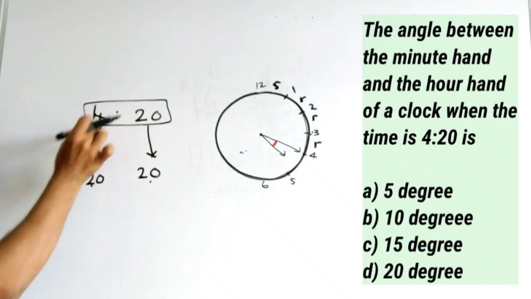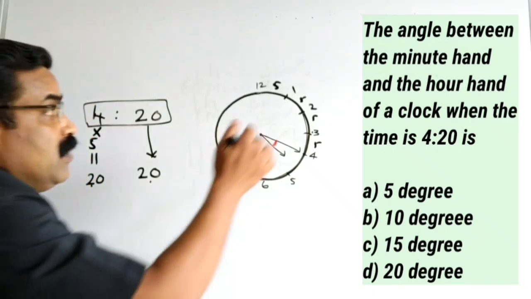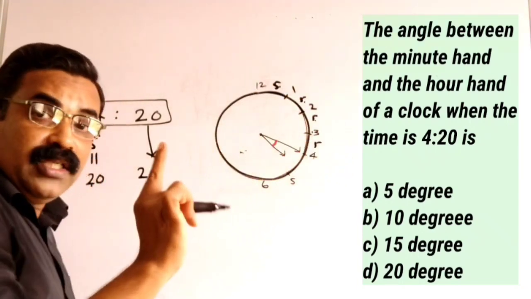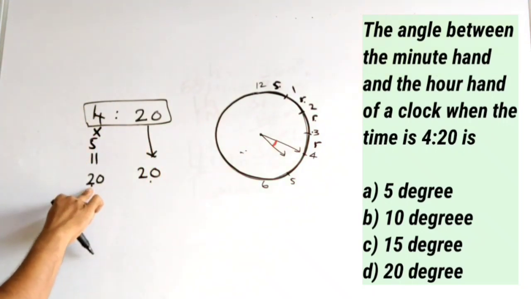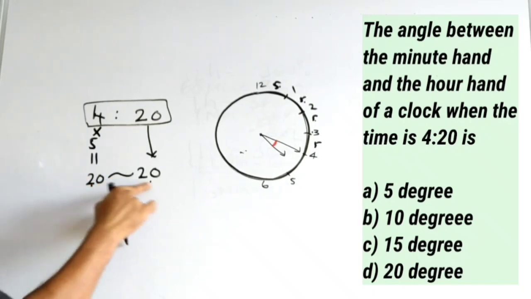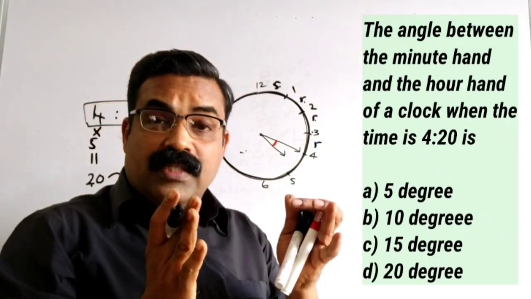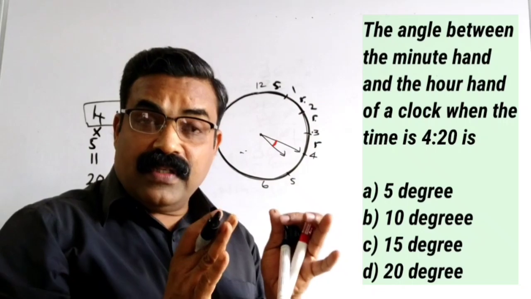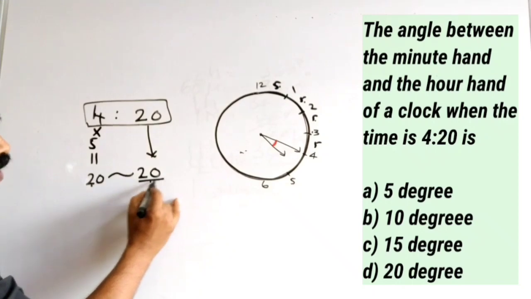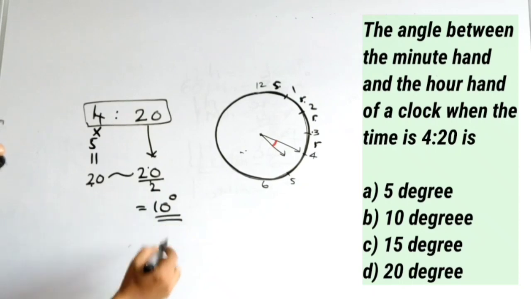We are converting this 4 into minutes by multiplying by 5. Why are we multiplying by 5? Because for every one number we get 5 minutes. So here also 20, here also 20. Students, understand it very clearly. If the difference between these two numbers is 0, there is no difference, the answer is obtained just by dividing this by 2. So when you divide this number by 2, you get 10 degrees. So 10 degrees is the answer.